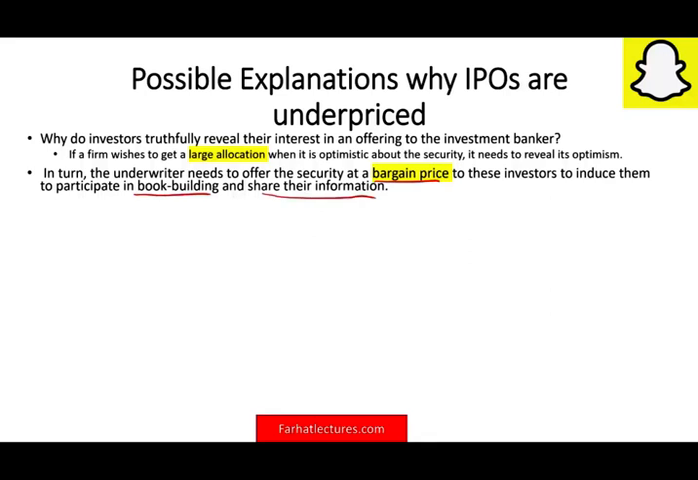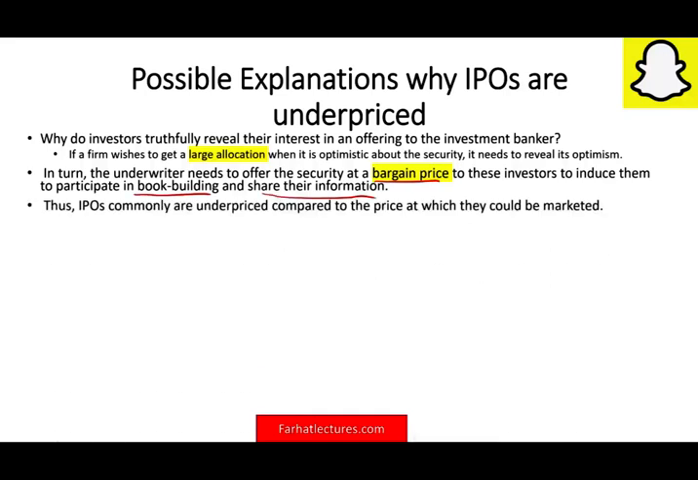So in a sense, they're both working against their interests. For the investors, it's not in their best interest to tell the truth, but they have to. And for the underwriter, it's not in their best interest to give you a bargain price, but they have to. So both of you are trying to meet someplace in the middle. As a result, commonly IPOs are underpriced.